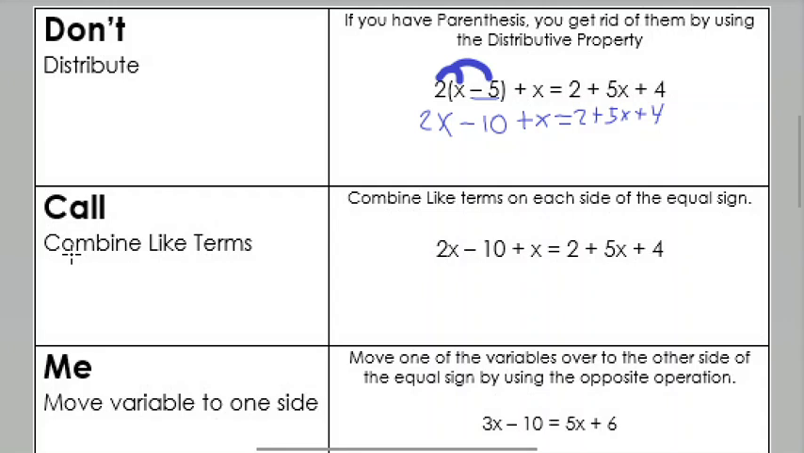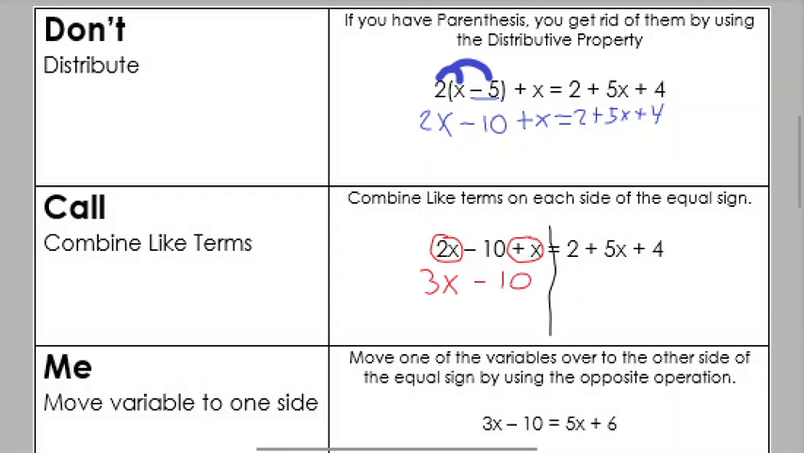All right, don't call me after midnight. Call starts with C, combine like terms. Combine like terms on each side of the equal sign. So what I'm going to do is draw a line down the middle of my equal sign, and then I'm going to combine like terms on each side. So I look to the left of my equal sign, and I say, is there anything over here I can combine? And I see that I have a 2x here, and I have a plus x here. Since they're both x's, I can combine them. So 2x plus 1x will give me 3x. This minus 10 I can't combine with anything, so I just bring it down.